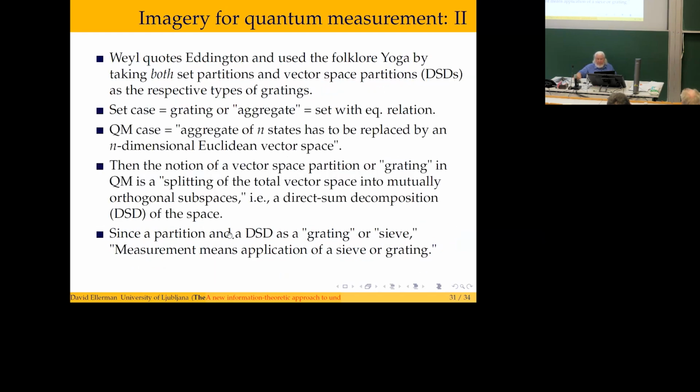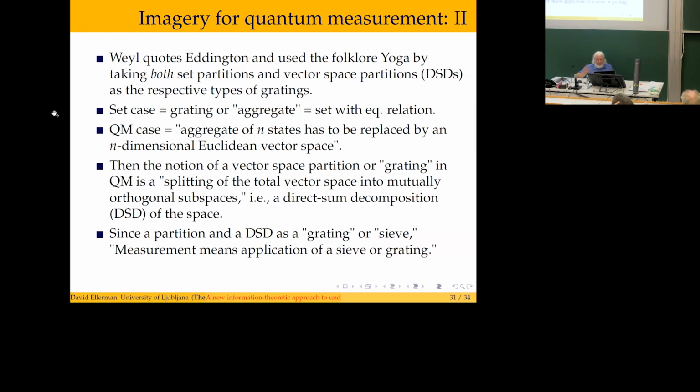And this was built up by Eddington in that chapter in Weyl's book. Weyl uses this notion of a sieve or gradient from Eddington. And in the third appendix of the Philosophy of Mathematics and Natural Science, something like that, a standard book, the third appendix on quantum mechanics is beautiful.